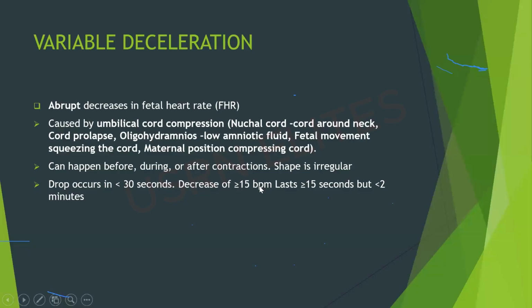So let's say the baseline is 120 and a decrease of 15. 120 minus 15 will be what? 105, right? And if that decrease lasts for at least 15 seconds, but not more than 2 minutes, that is a variable decel.